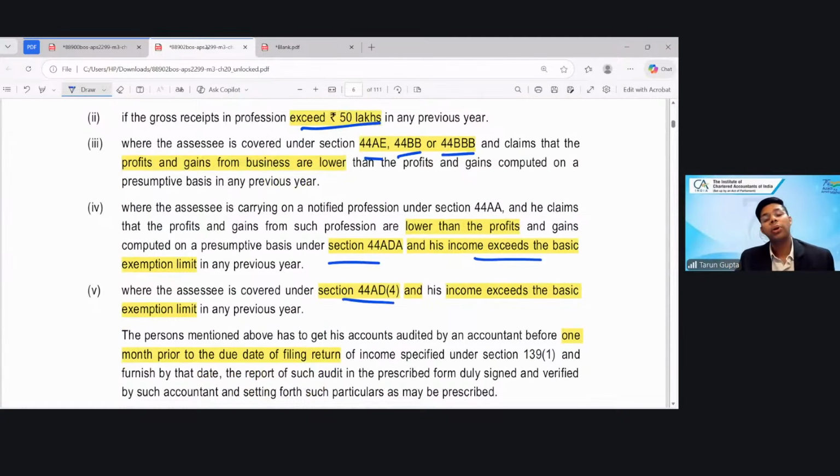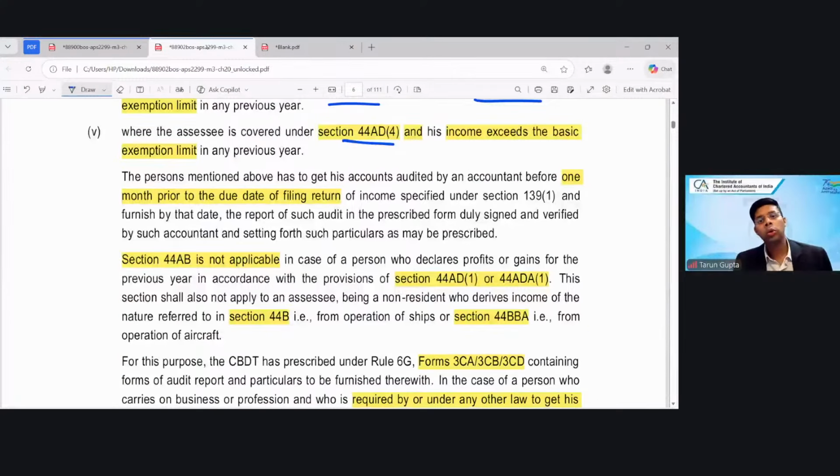If you are subject to 44AD(4), what is that? You show income less than the presumptive income, and 44AD(4) says that once you come into 44AD, you have to continue with 44AD. If you want to offer your income less than the presumptive income, then for such year and the 5 succeeding years, in all these 6 years, you pay tax under section 44AD or 44ADA.